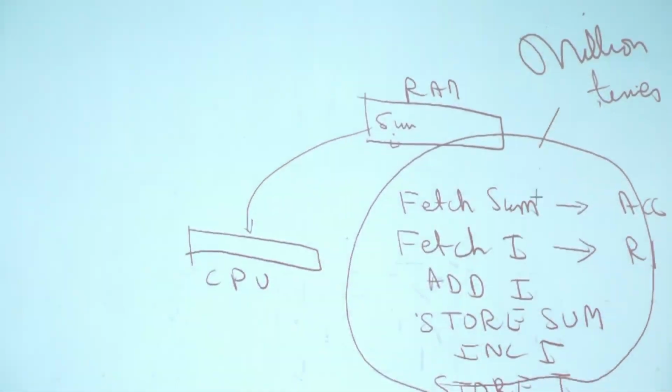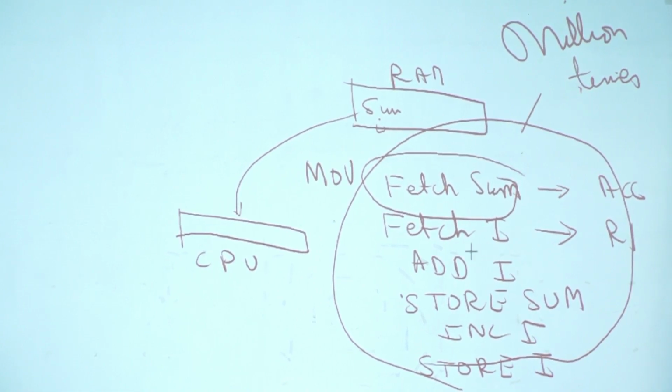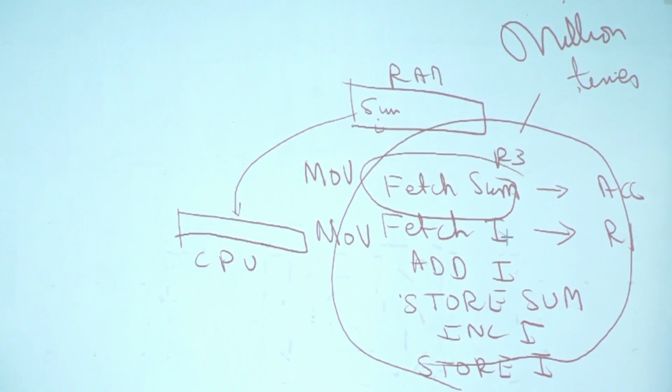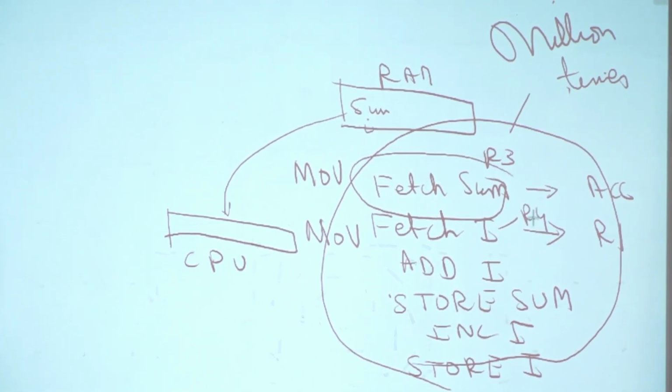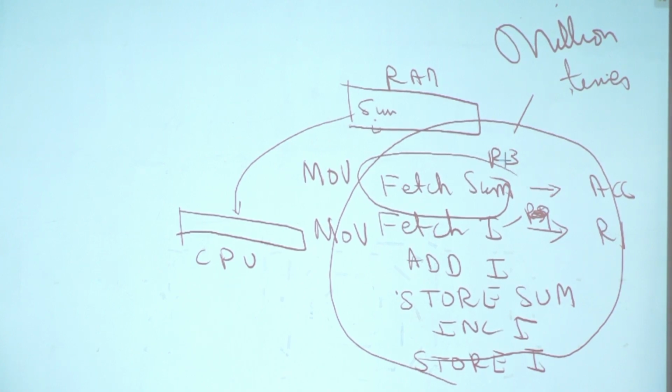So this instruction of fetching sum becomes a move instruction. This instruction of fetching I becomes a move instruction. Move from the register to the accumulator. Some register gets allocated for it, let's say R3. Some register gets allocated for it, R4. In fact, if it is already there, then I don't even need to use it. So every time I don't have to say fetch sum into the accumulator, I have to do a move R3 into the accumulator.